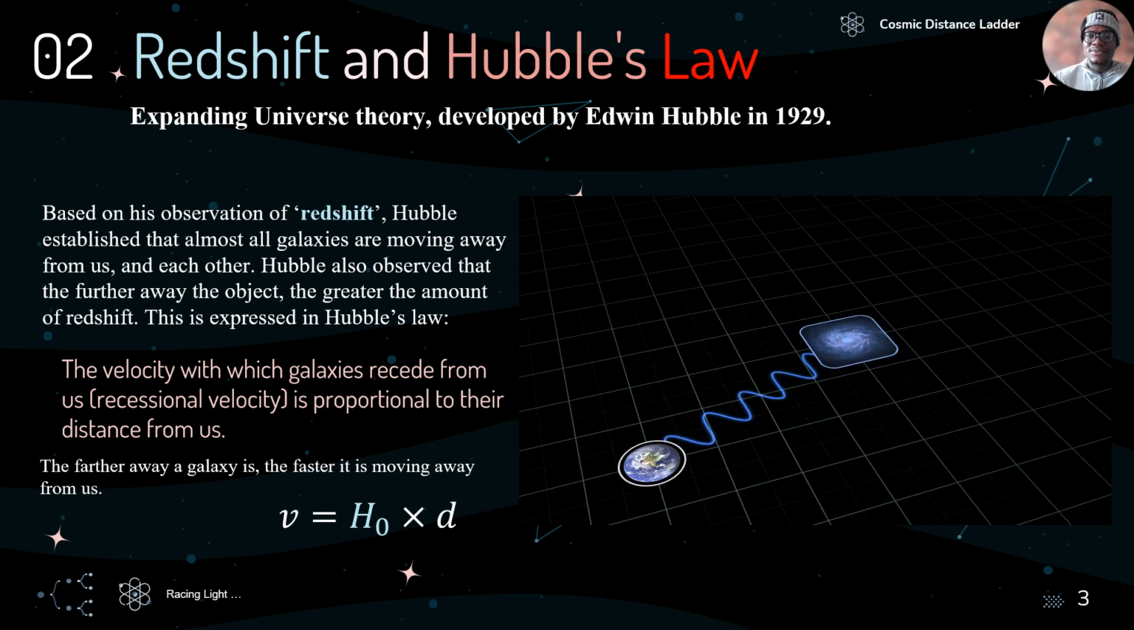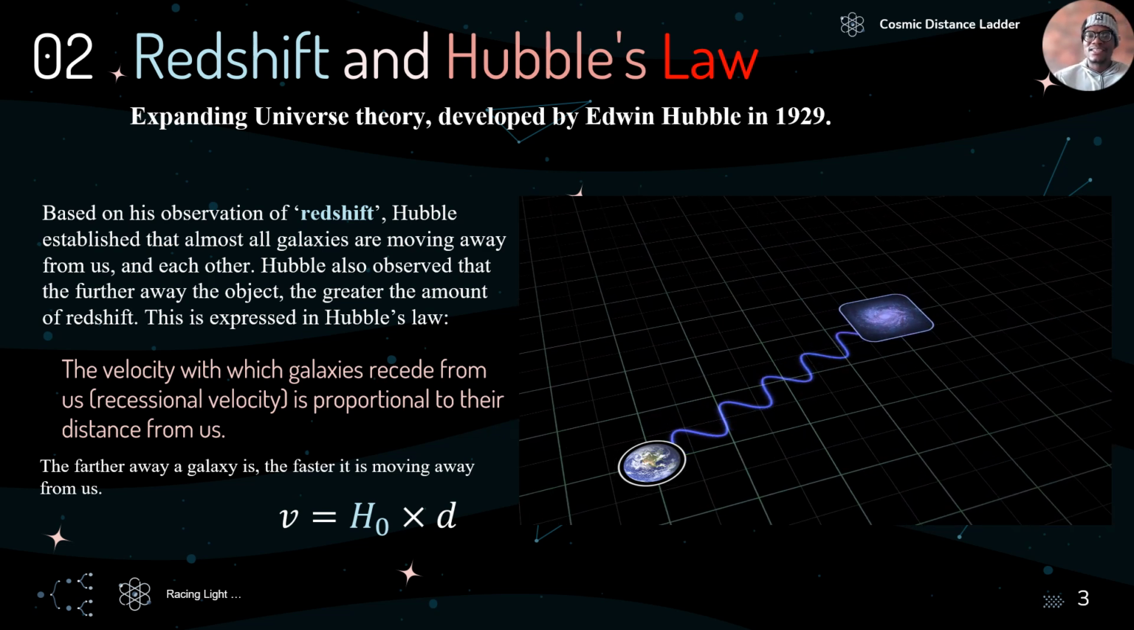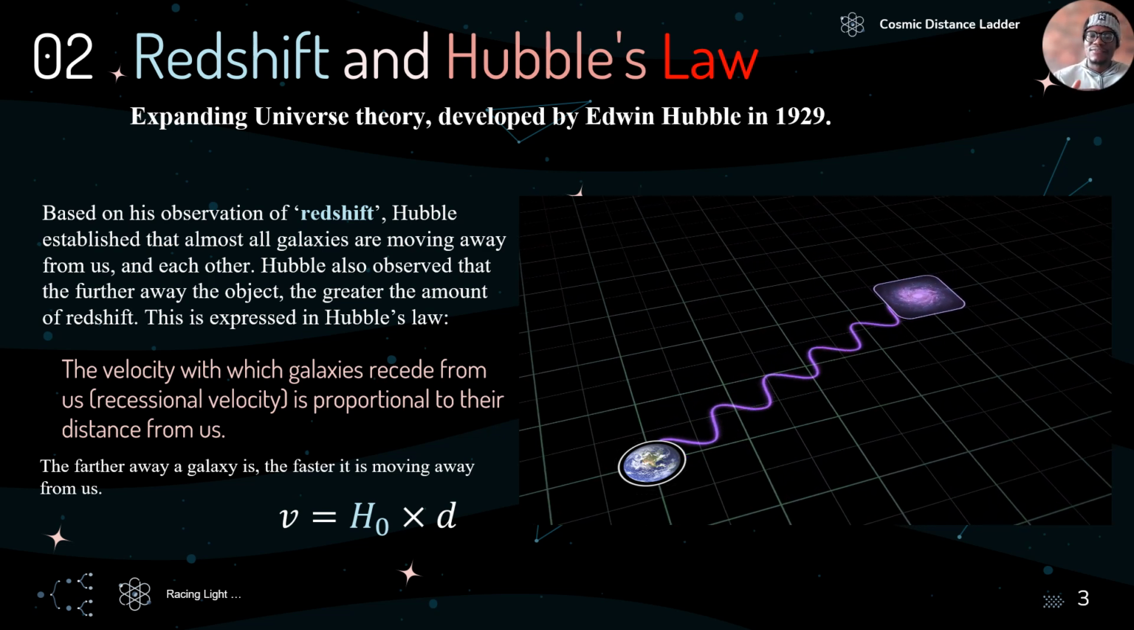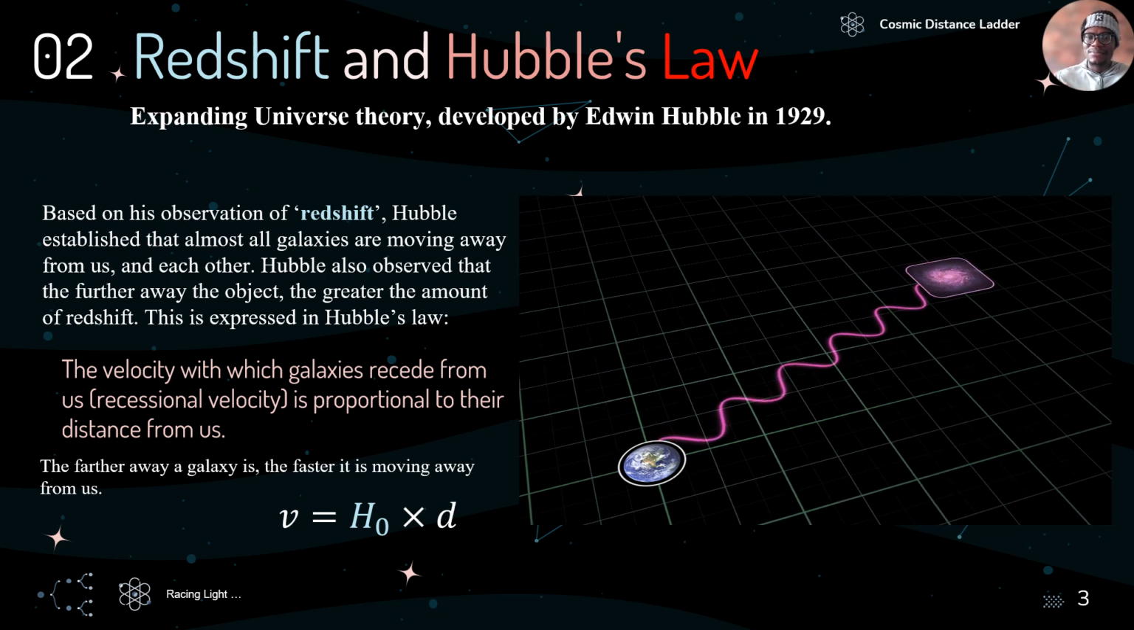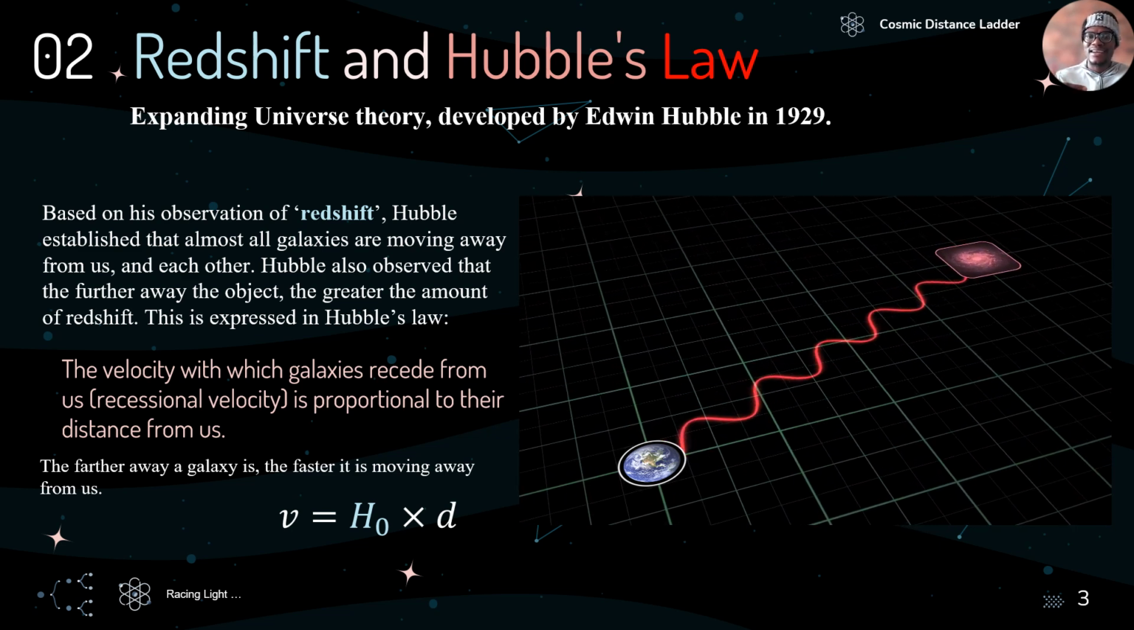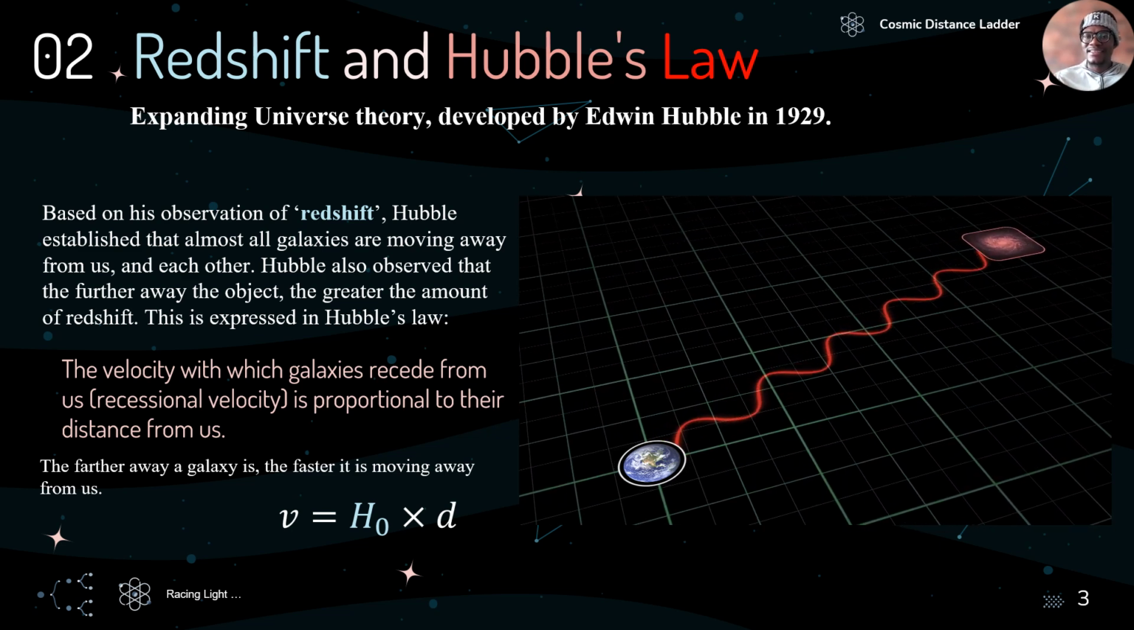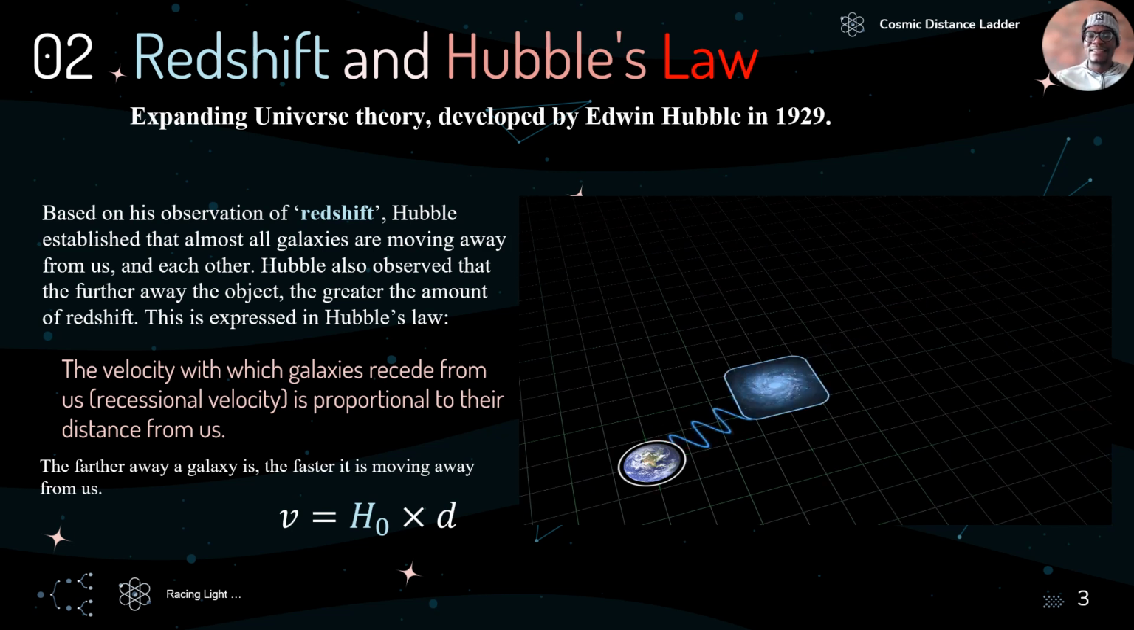Here is a video which illustrates that for a galaxy moving away from us, you can see the wavelength of the light lengthening, and the light is also turning red, redshifting. While it was closer, it was a lot more blue.